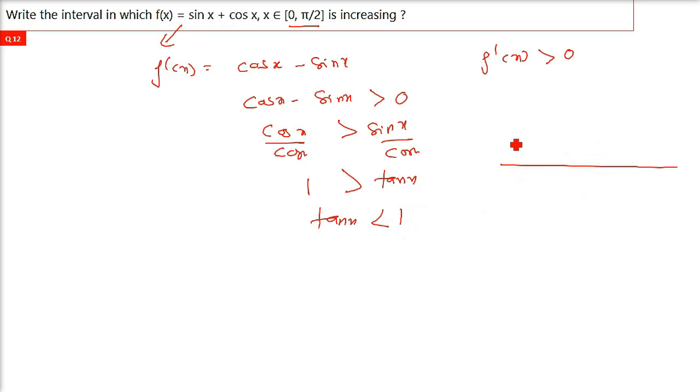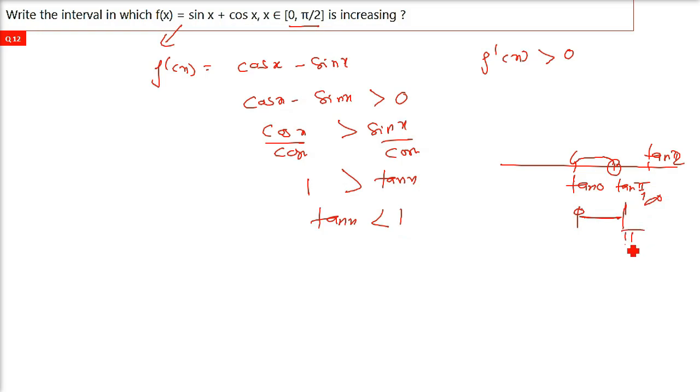You know the value of tan 0 is 0, and tan at pi by 2 is infinite. You cannot define it. So there has to be something in between. When tan x equals 1, it is at pi by 4. Anything less than 1, from 0 to 1, is the only range, or you can say the shaded area, where tan x will be less than 1.